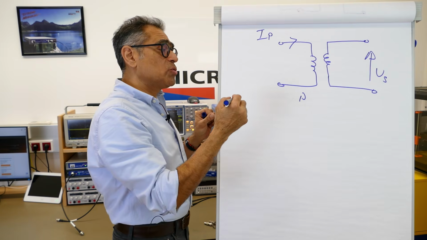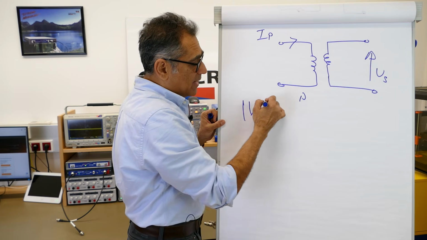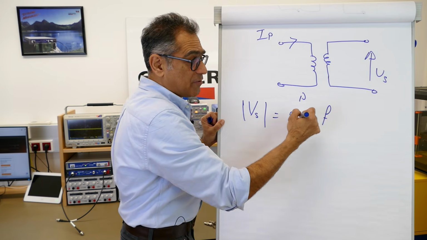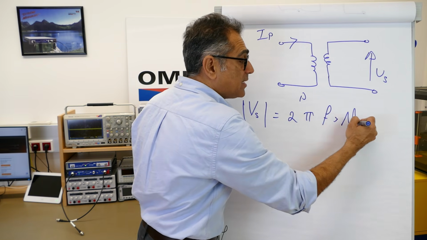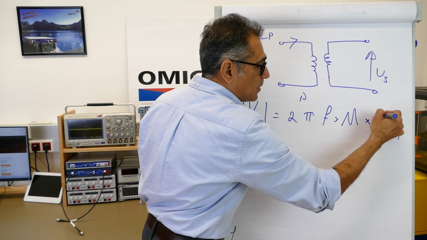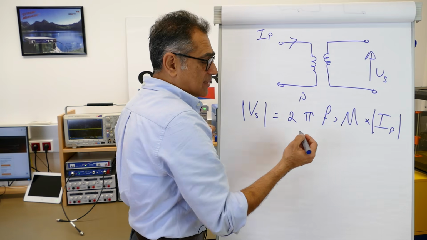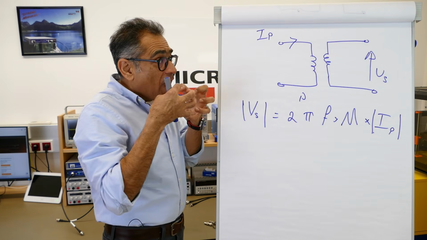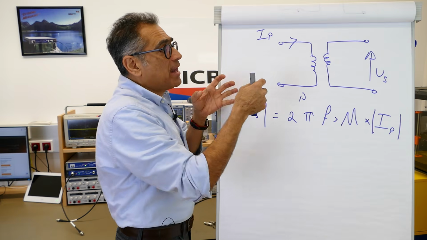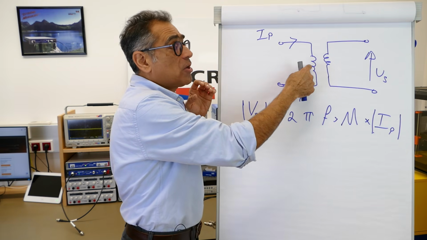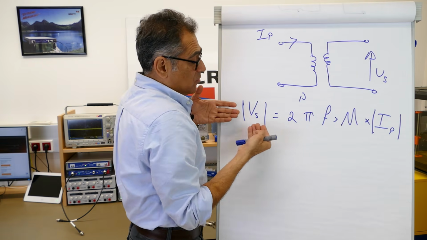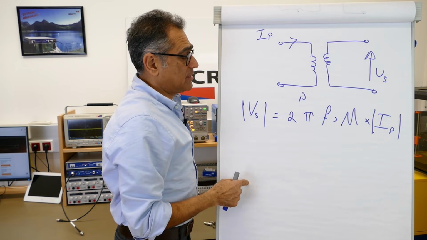We know from school level physics that V secondary is equal to 2 pi f, the frequency, times the mutual inductance, I will explain that in a moment, times primary current. The mutual inductance is a function of how tightly these two coils are coupled. In other words, how well the magnetic flux on this primary coil links with the secondary coil. And as a result, we get some voltage that we will see on the secondary side.